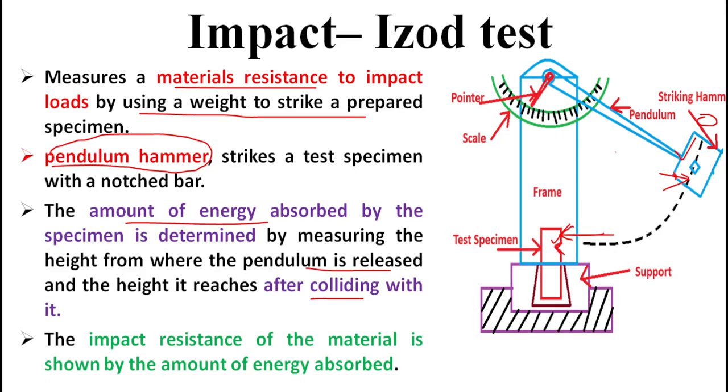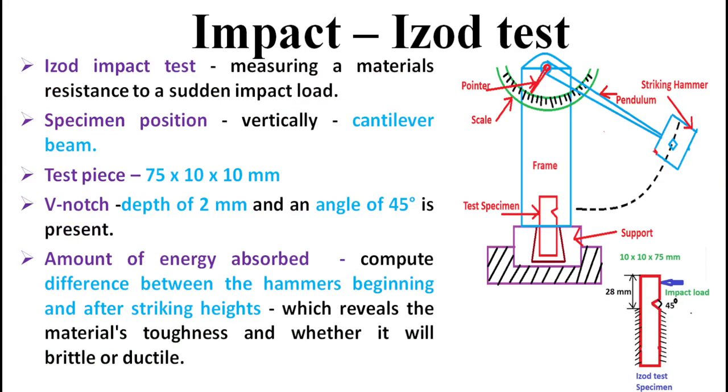The impact resistance of the material is shown by the amount of energy absorbed. The amount of energy absorbed by the specimen is determined by measuring the height from where the pendulum is released and the height it reaches after colliding with it, the initial height and final height. The difference between initial height and final height gives the energy absorbed by the specimen. So the Izod test is mainly used for measuring a material's resistance to sudden impact load.